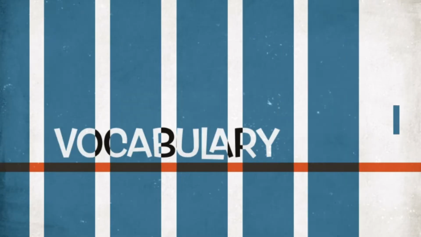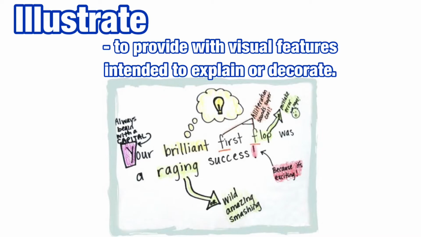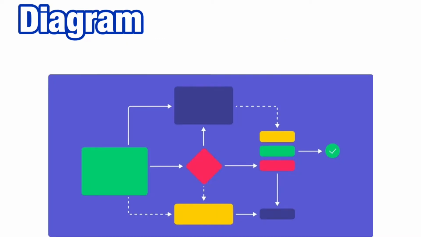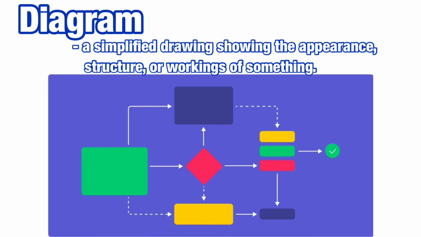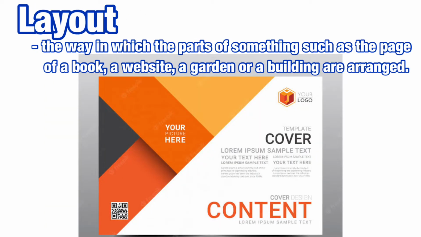Vocabulary. Illustrate. To provide with visual features intended to explain or decorate. Diagram. A simplified drawing showing the appearance, structure, or workings of something. Layout. The way in which the parts of something such as the page of a book, a website, a garden or a building are arranged.